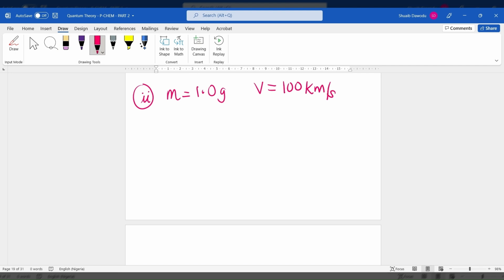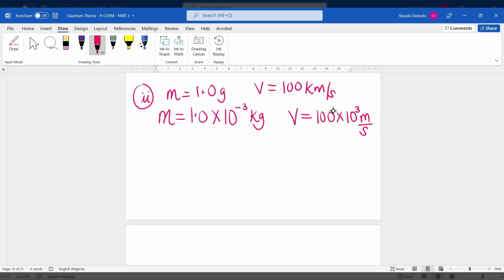Let's not forget, we're going to have to convert to SI units. So the mass is simply going to be 1.0 times 10 raised to the power of negative 3 kilograms, because we're going from grams to kilograms. And then, of course, the velocity is going from 100 kilometers per second to meters per second. So that's 100 times 10 raised to the power of 3 meters per second, because we're going from kilometers to meters.